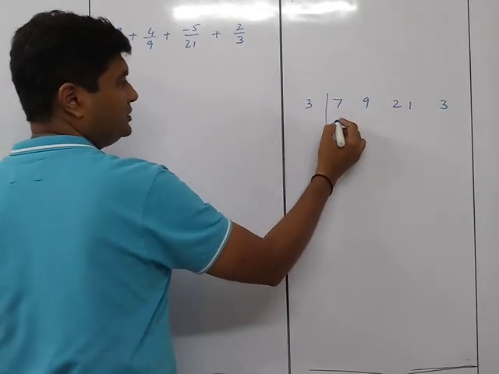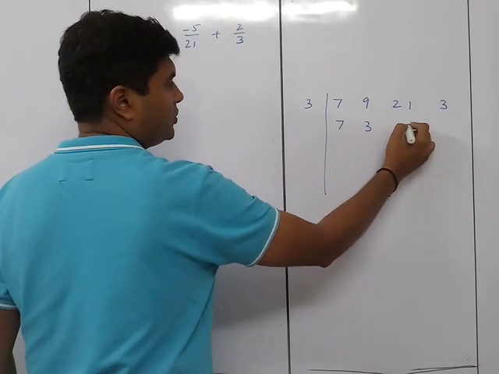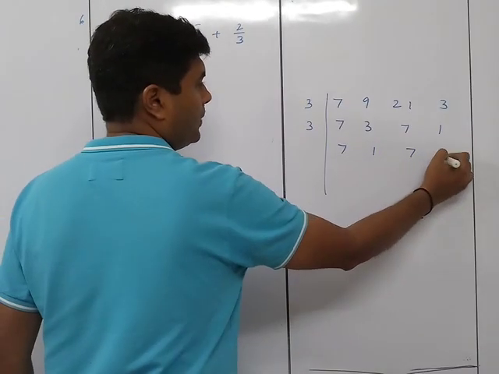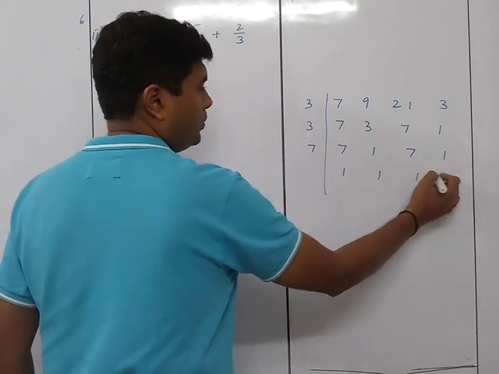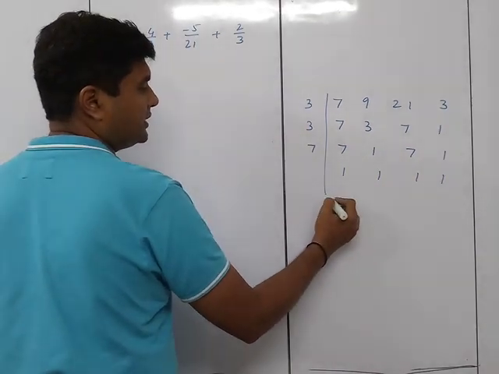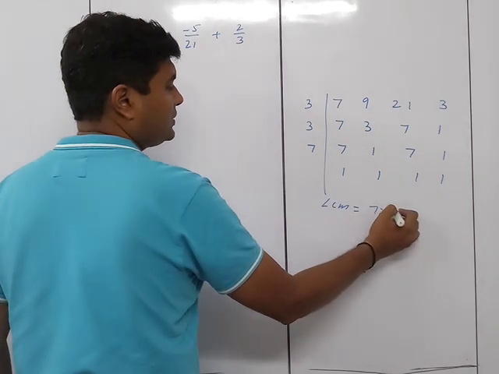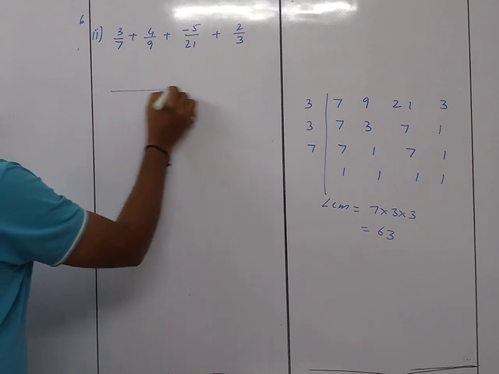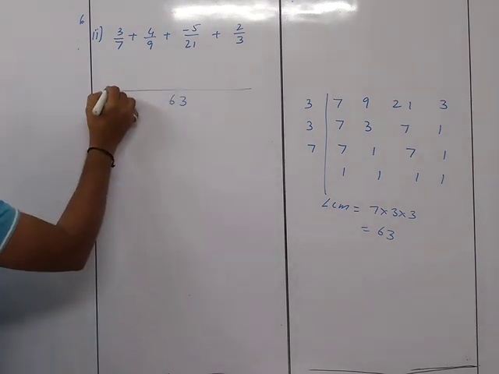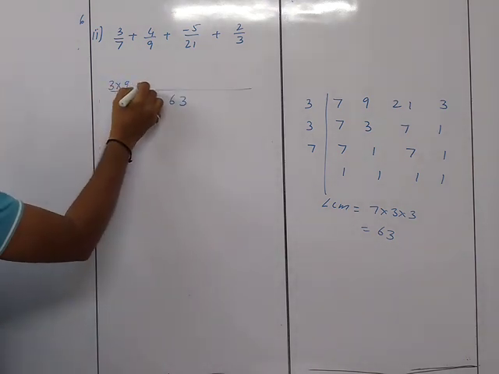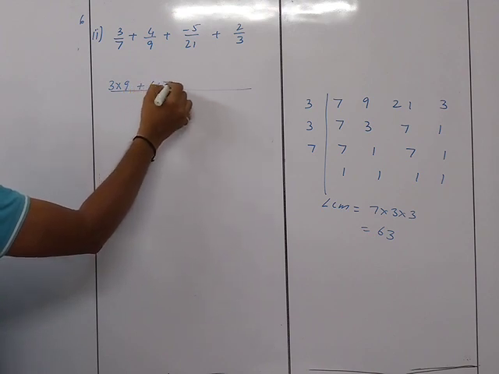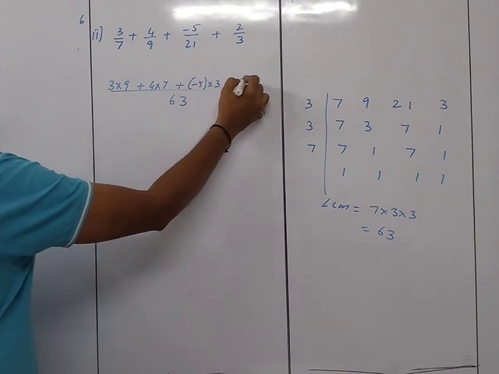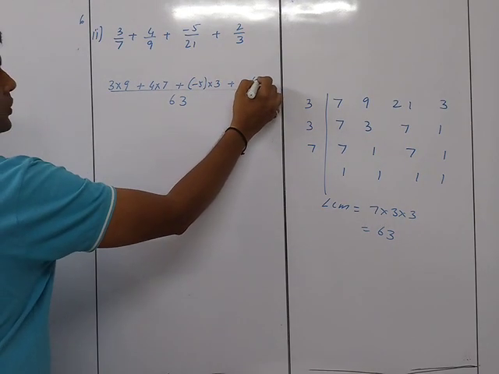You try it with 3 first, so it will be 7, 3, 7 and 1. Again 3, so 7, 1, 7, 1 and 7, then 1, 1, 1, 1. So this means the LCM will be equal to 7 into 3 into 3, which is nothing but 63. Accordingly, here it will be 63, and the numerator is 3 into 9 plus 4 into 7 plus minus 5 into 3 plus 2 into 21.